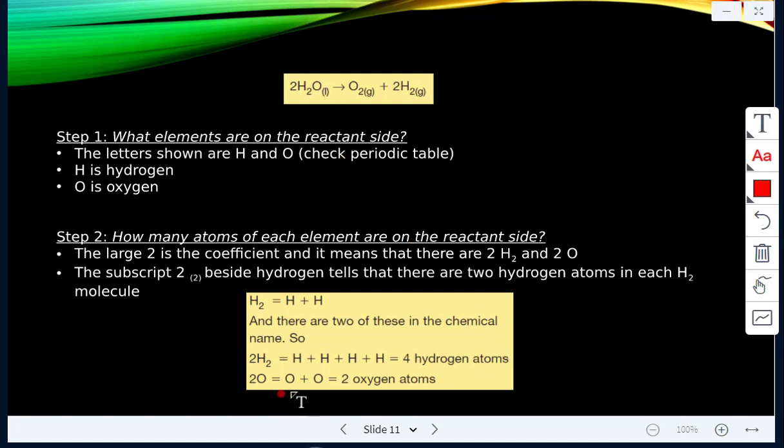Oxygen, same method. There's 2 oxygen, it's O plus O. So there's 2 oxygen atoms. Again, you can just multiply the 2 with a subscript of 1. So oxygen would have a subscript of 1, but we don't show that subscript. But 2 times 1, there's 2 oxygen atoms. So that's how many atoms are on the reactant side.